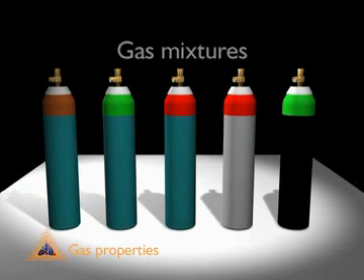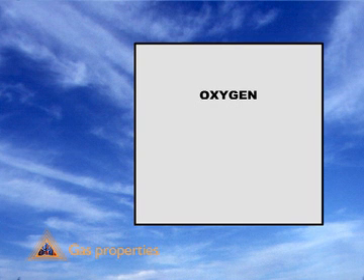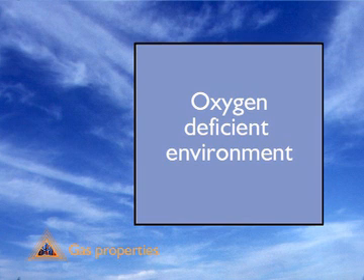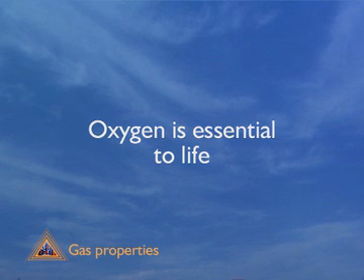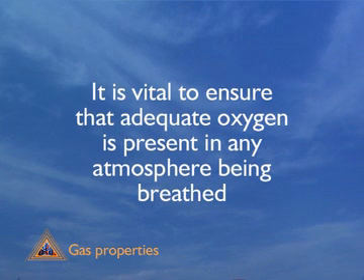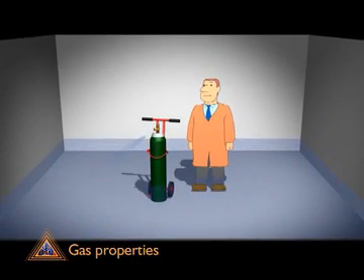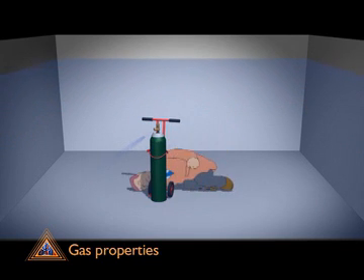The properties of gas mixtures do not necessarily depend on the pure gases which make them up. Therefore, you should consult the label and the safety datasheet. All gases, except oxygen, displace oxygen and result in an oxygen-deficient environment, which can present the hazard of asphyxiation. Oxygen is essential to life, and it's therefore vital to ensure that adequate oxygen is present in any atmosphere being breathed. If a cylinder leaks and the gas displaces the air, or oxygen levels in the environment decrease for other reasons, the operator does not have sufficient oxygen to breathe.